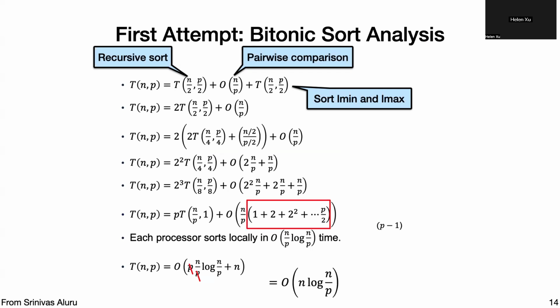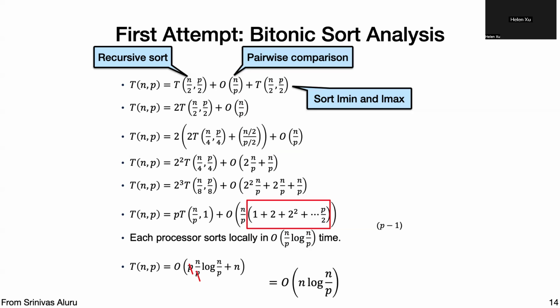And then afterwards, you get L min and L max. Everything in L min is smaller than everything in L max. So if you resorted L min and L max, you could just concatenate them, and the whole thing would be sorted. And that again is T of n over 2, p over 2. So you get this recursion: T of n over 2, p over 2 plus n over p.